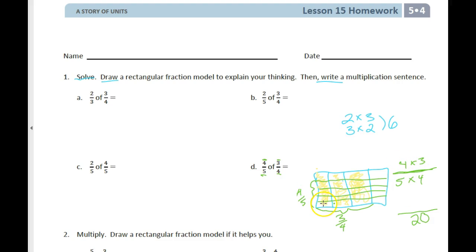So we've got 1, 2, 3, 4, 5, 6, 7, 8, 9, 10, 11, 12. We also know that 4 times 3 is also 12. So we can simplify this because we know that both of them are going to be divisible by 4. 4 goes into 12, looks like 4 times 3 gets us that right there. And we know that 4 times 5 got us 20, so we know 4 goes into 20 5 times.